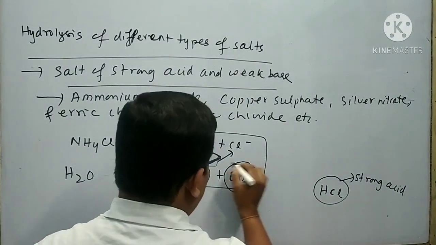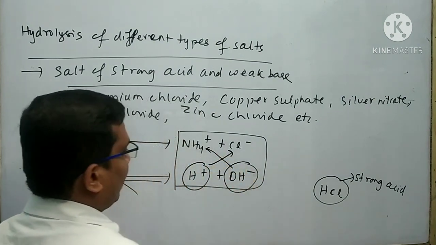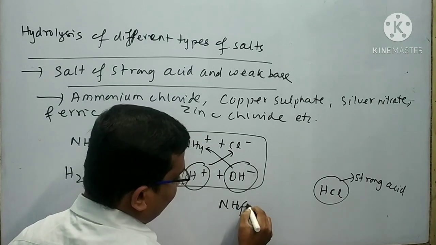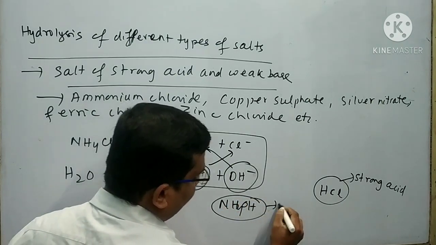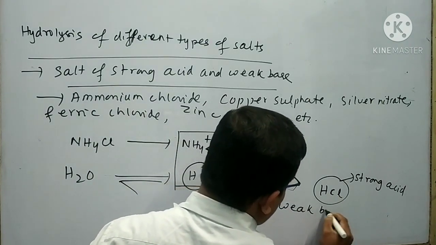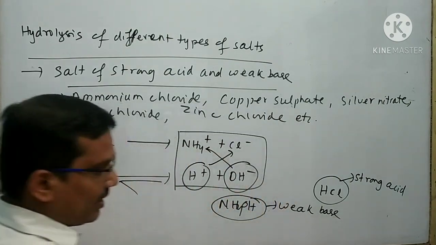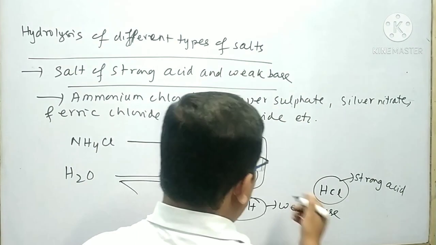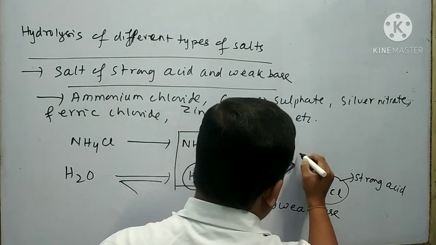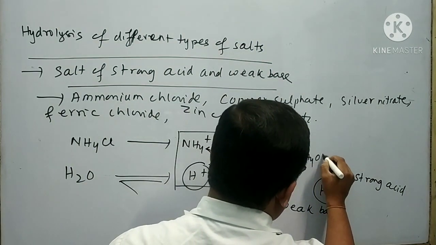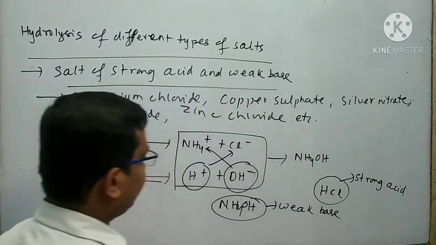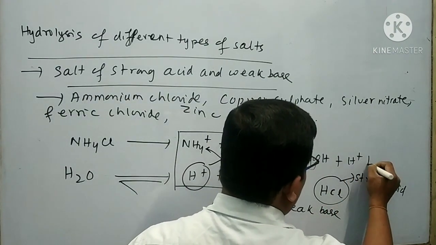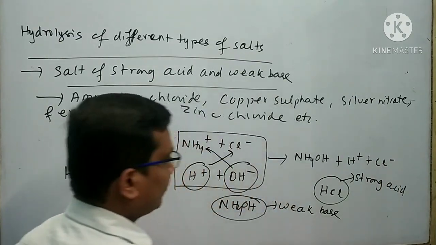If OH minus ion interacts with the NH4 plus ion, then ammonium hydroxide is formed. It is a weak base. That means such type of base does not undergo further dissociation. So finally we concluded that here NH4OH is formed, and the remaining species are H plus and Cl minus ions.